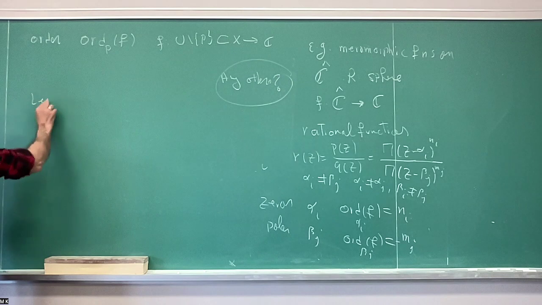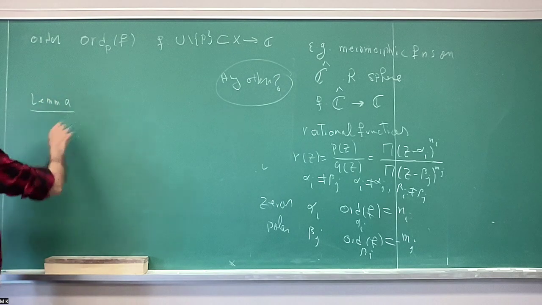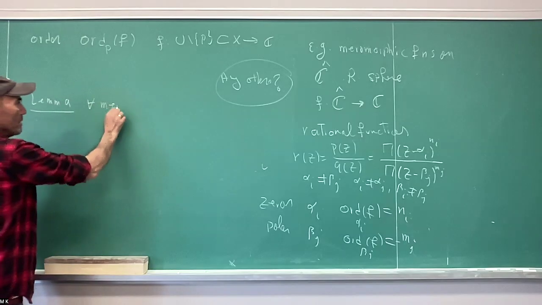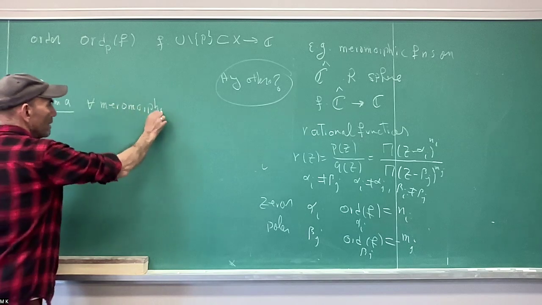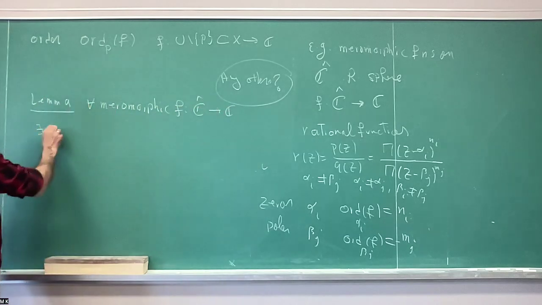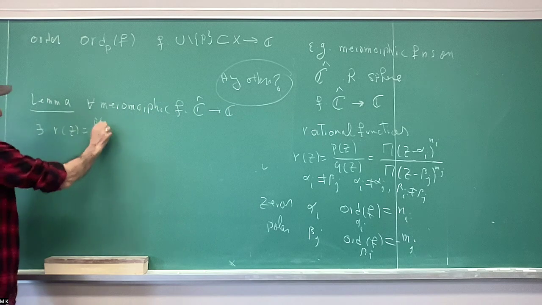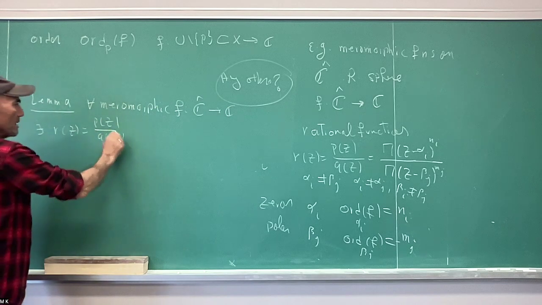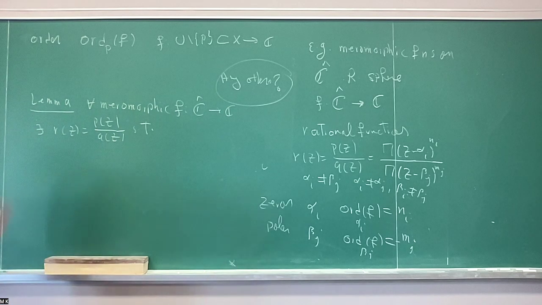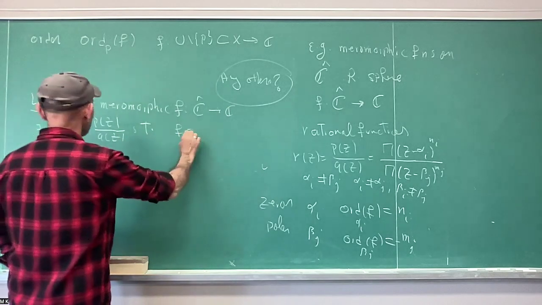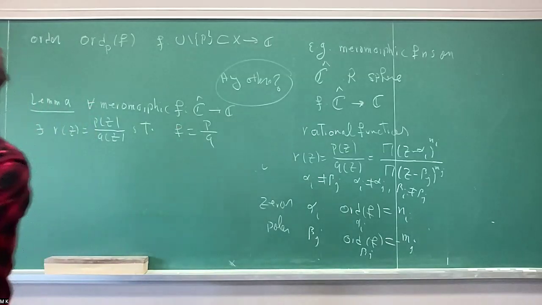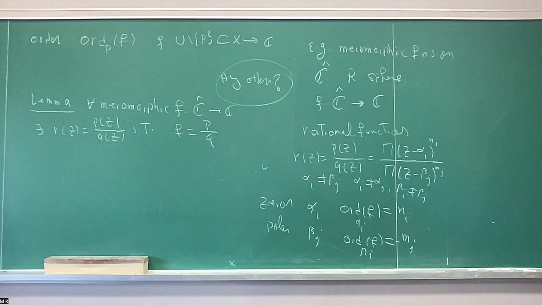Lemma: for any meromorphic f from C hat to C, there exists a rational function R(z) equal to P(z) over Q(z) such that f(z) is equal to P over Q. When I said this is not too difficult, I was a bit exaggerating because we still have to use something.